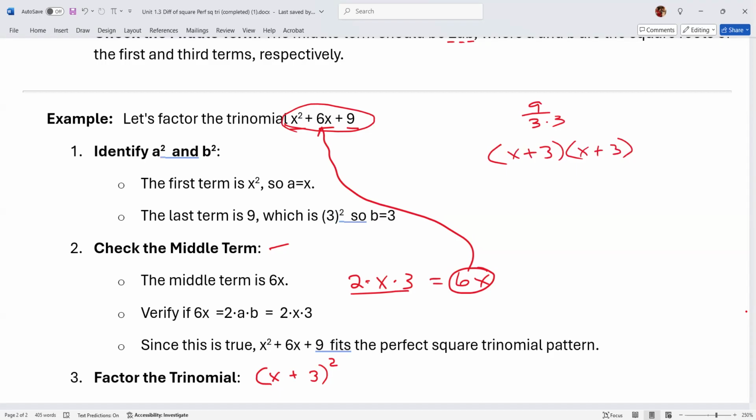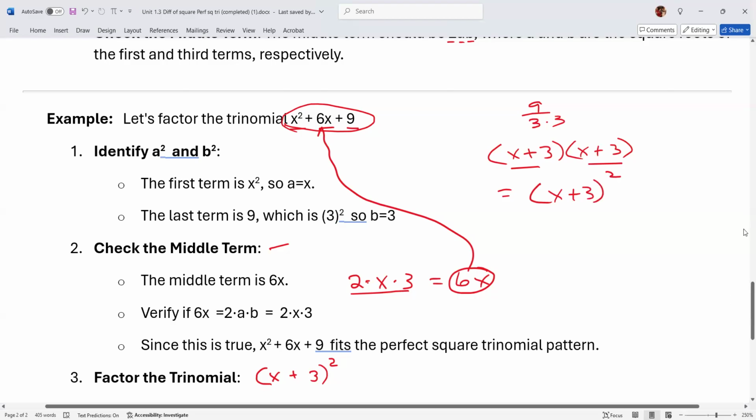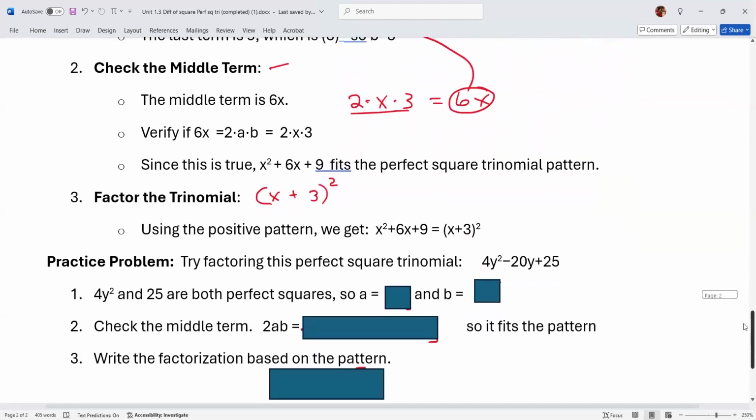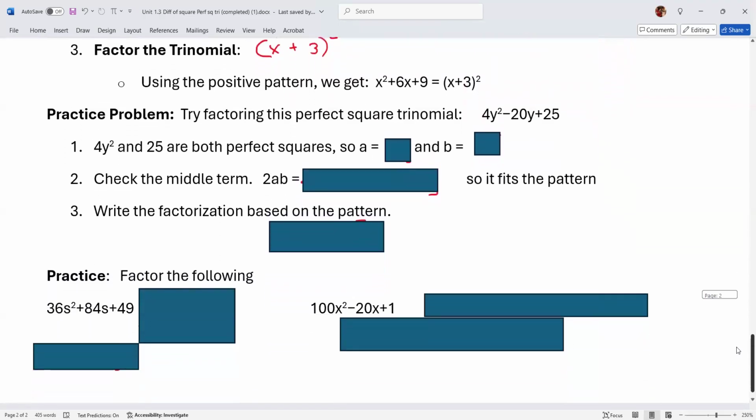Well, these are identical factors. And so we use exponents as shorthand to indicate that we're multiplying exactly the same thing twice. So in shorthand, you would say this is really just x plus 3 squared. Okay. So again, you probably wouldn't apply this to this example because it would be easy just to factor it the normal way. Okay. But let's try a problem that's a little bit more difficult.